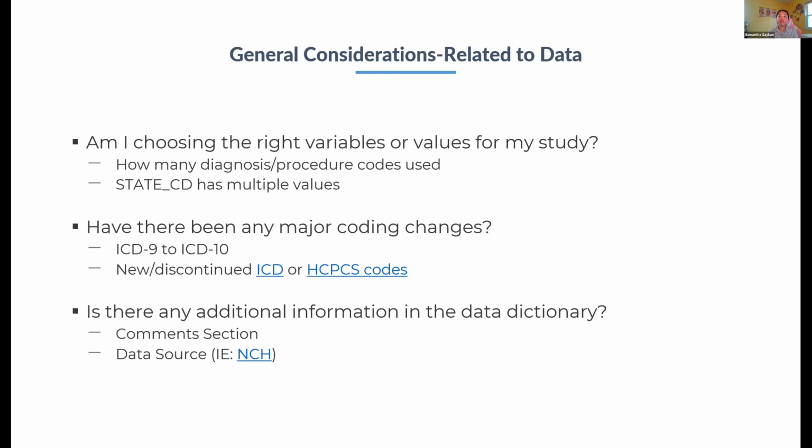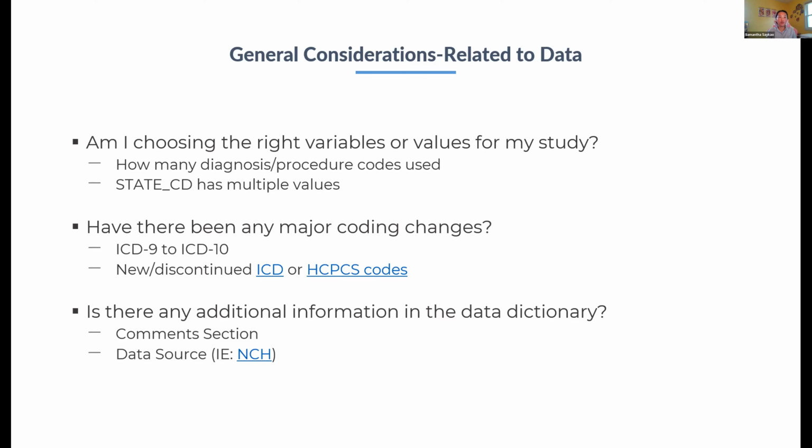So let's dig deeper into things about data. Am I choosing the right variables or values for my study? A couple of examples I have here are, how many diagnosis codes or procedure codes did you use in your algorithm? Depending on which file you're looking at, you may find a difference if you only use the first diagnosis code, or if you use all of the diagnosis codes available to you.